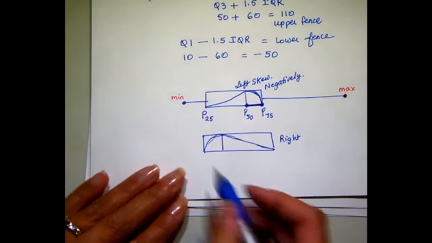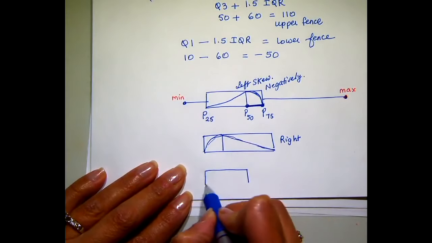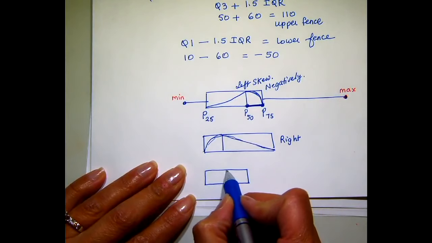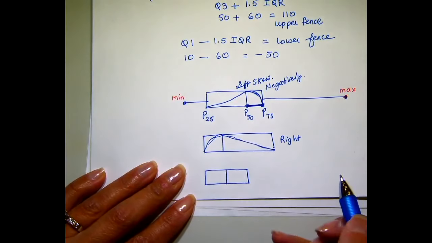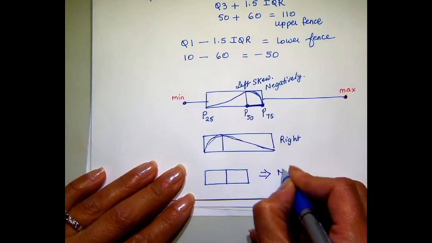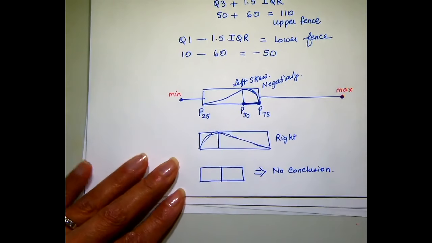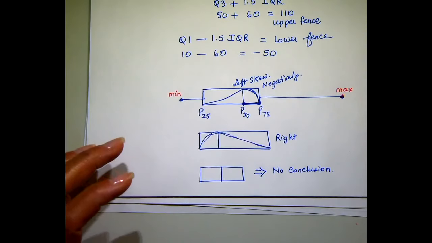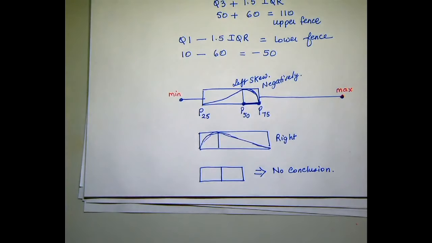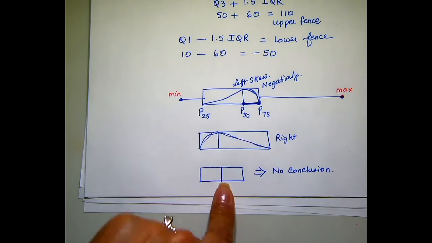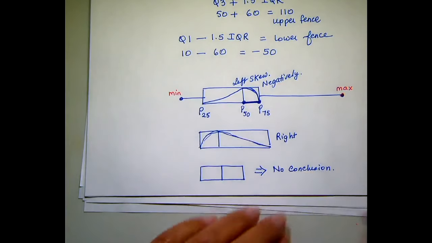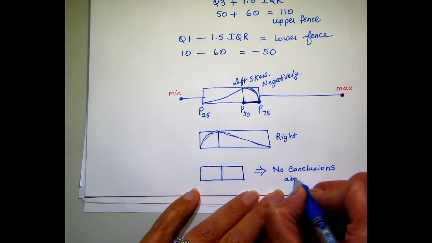And then here's the kicker. If your box plot looks symmetric, then no conclusion can be drawn about the symmetry of the data, because I can show you the same box plot that comes from a symmetric data set and an asymmetric data set, and the box plot will still be symmetric. So if you see a symmetric box plot, draw no conclusions about the symmetry of the data.